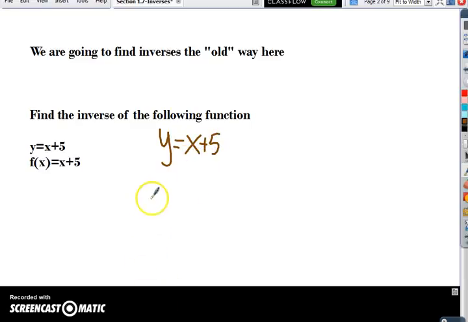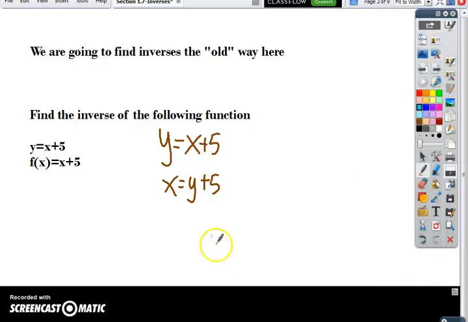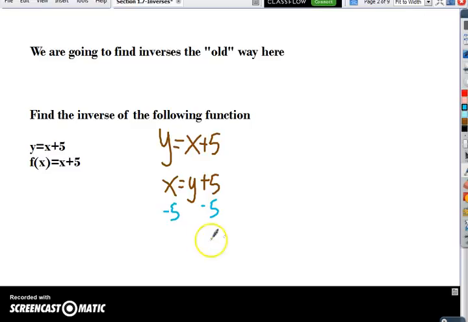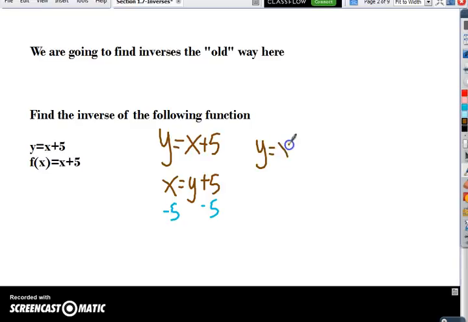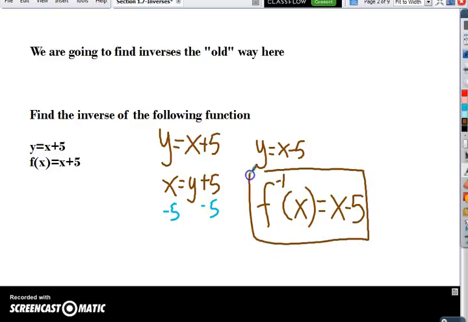Then you want to switch your x and your y value. So switch their location, just take them and flip-flop them. And now we go about solving for y. And that's, in this case, fairly simple. We'll get to a more complicated example in a second here. So we get y equals x minus 5, or for our notation, f inverse of x, like that. That is how we denote inverse. That's our inverse. So nothing completely earth-shattering there.